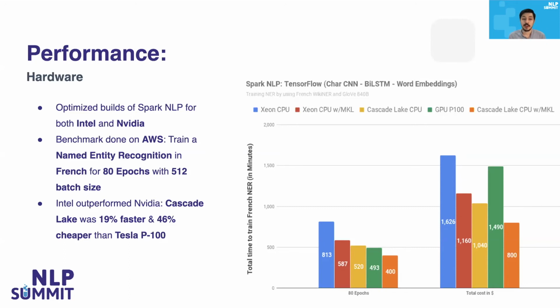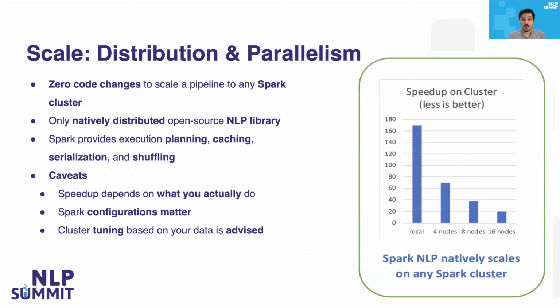Now, regardless of how fast something can be, you either need it to be faster or you have so much data that it doesn't fit in a single machine anymore, or it will take much longer with that amount of data to finish the task. SparkNLP needs zero code change to scale its pipelines on a Spark cluster. It is the only natively distributed open source NLP library. It takes advantage of Apache Spark execution plan, caching, serialization, or data shuffling.